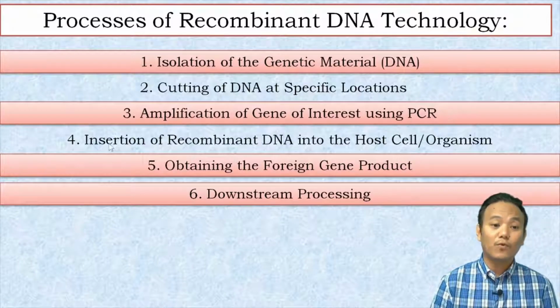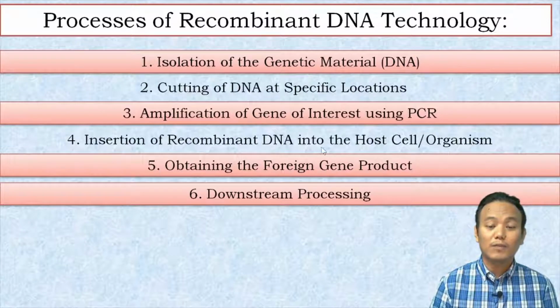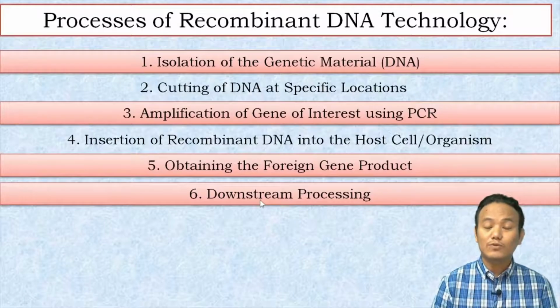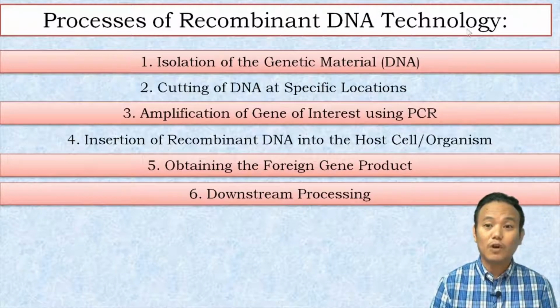And the fourth step is insertion of recombinant DNA into the host cell or the host organism. That is followed by obtaining the foreign gene product from the host cell or the host organism. And finally, we have downstream processing. So we will discuss all these processes of recombinant DNA technology one by one in this video.